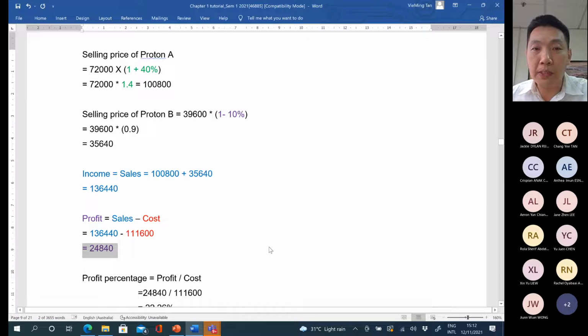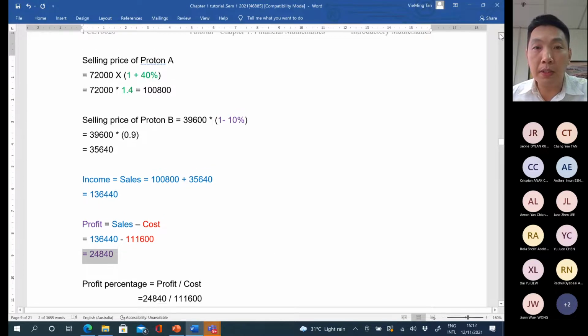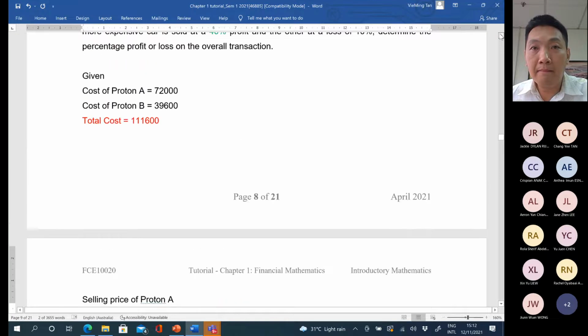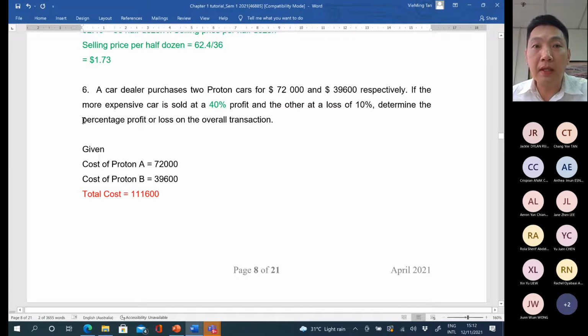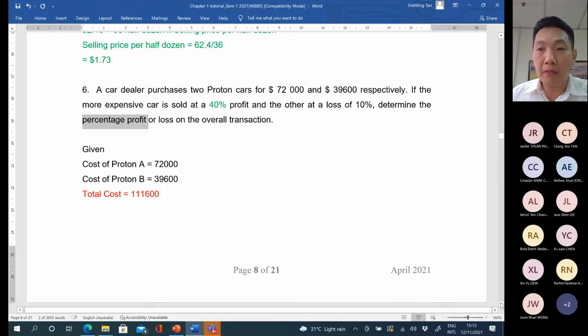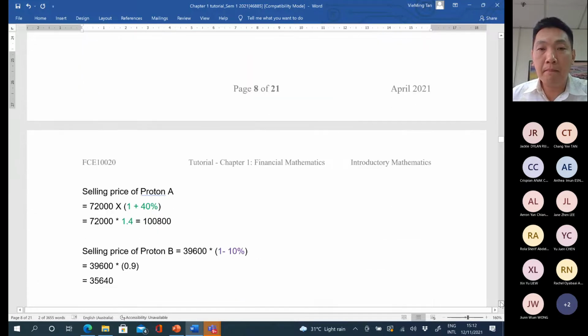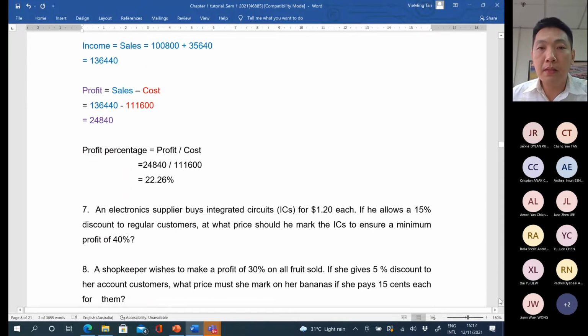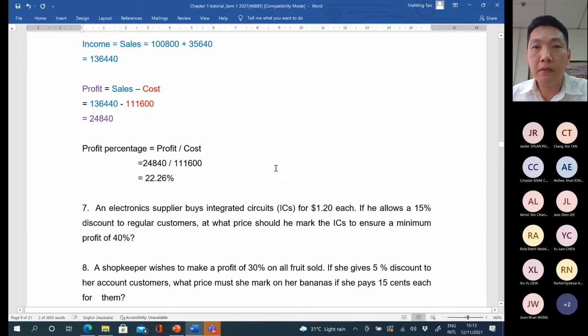Okay, but the question is looking for percentage profit, I think. Let me see what the question is. Percentage profit. Okay, so that means we need to add one more step in order to calculate the percentage profit. So percentage profit is sales minus the cost divided by cost, right? Percentage profit is sales minus cost divided by cost, which is equal to the profit. Sales minus cost divided by cost.